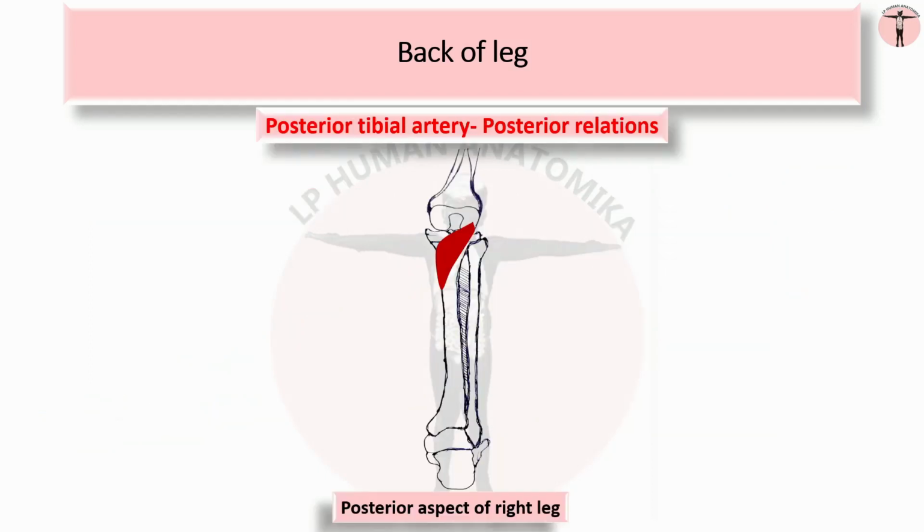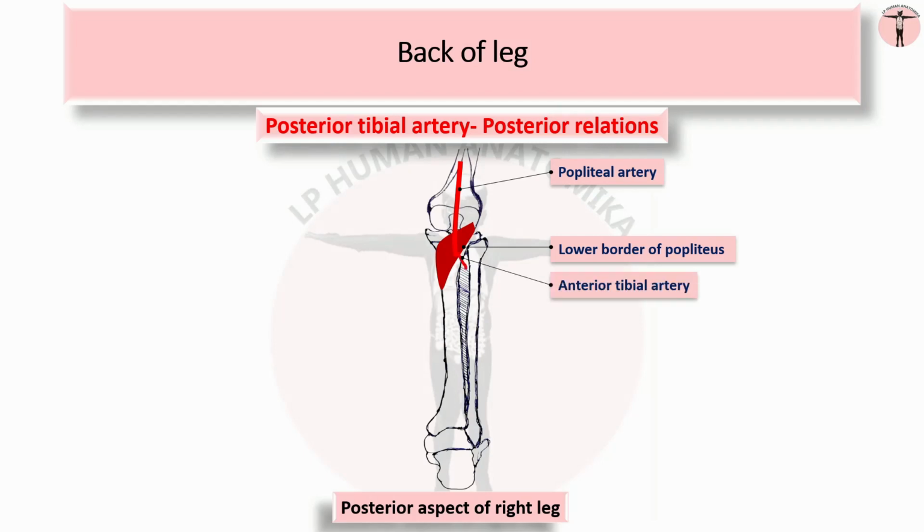Artery of the back of leg is the posterior tibial artery. Popliteal artery terminates at the lower border of popliteus muscle and divides into two terminal branches: anterior tibial, which enters the anterior compartment of leg, and posterior tibial artery, which runs in the posterior compartment of leg. The posterior tibial artery, which begins at the level of the lower border of the popliteus muscle, enters the back of leg deep to the tendinous arch of soleus.